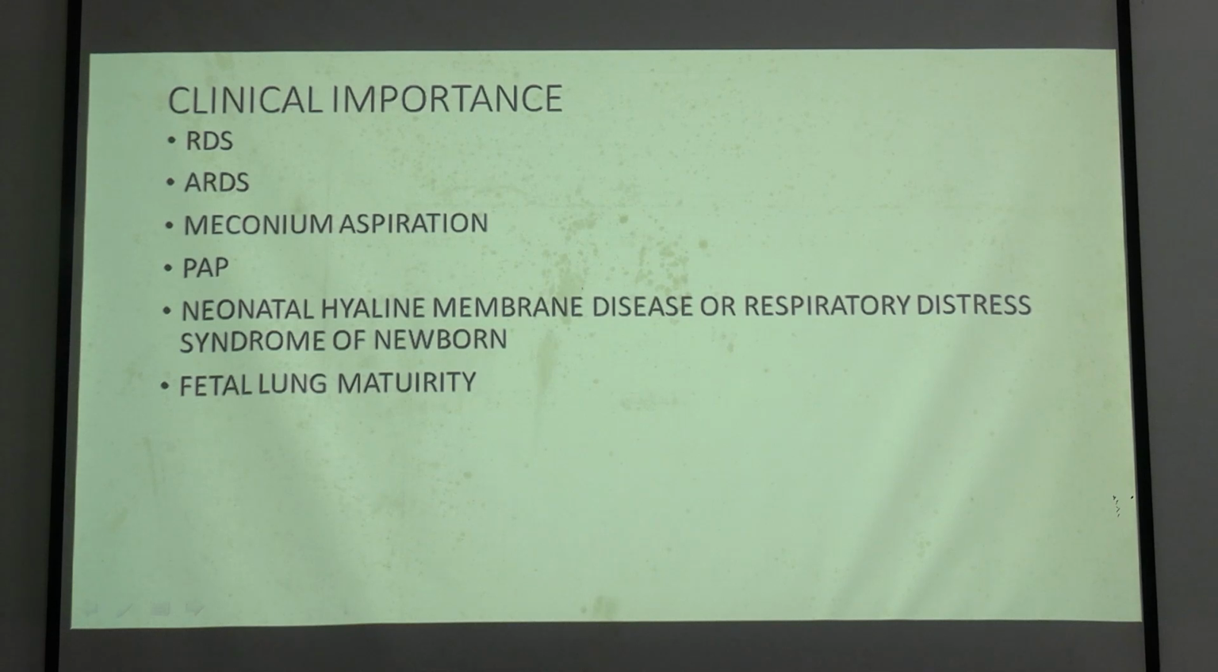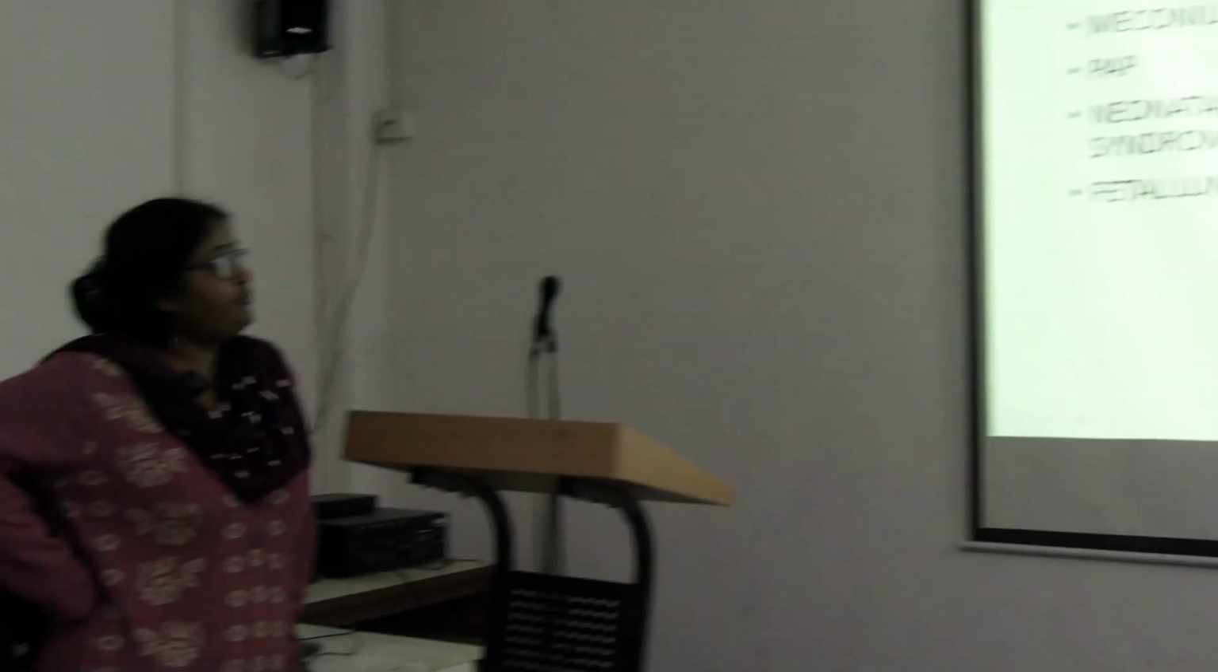Neonatal hyaline membrane disease or respiratory distress syndrome of the newborn. This happens in the newborn when there is a hyaline membrane. Hyaline membrane is formed from fibrin clot, blood cells, neutrophils, macrophages, everything together. With reduced surfactant production, there will be respiratory distress syndrome for the newborn.